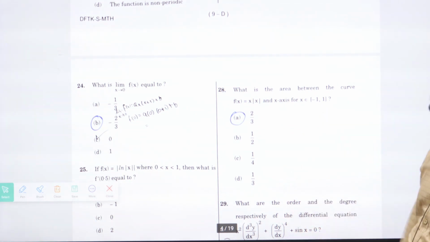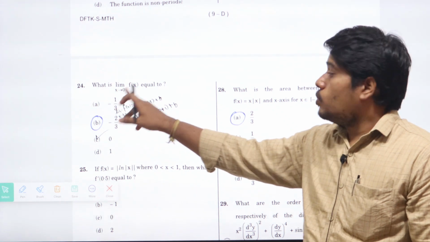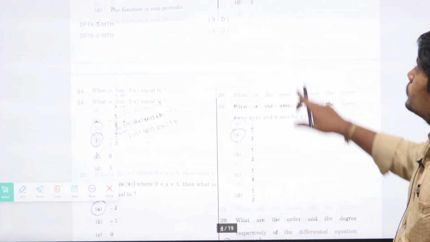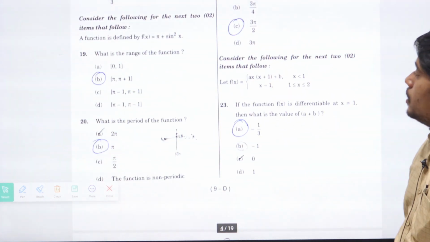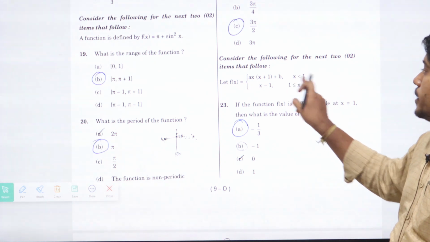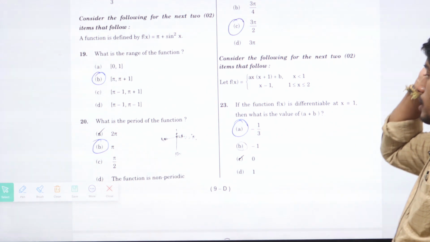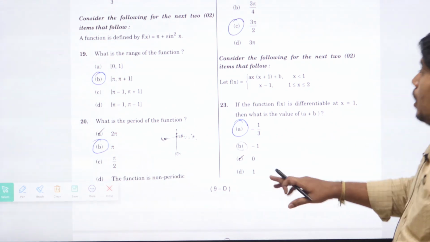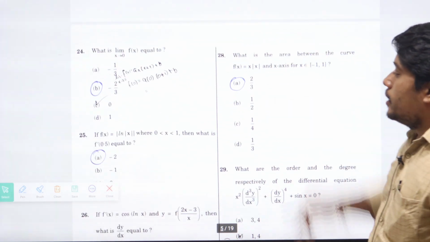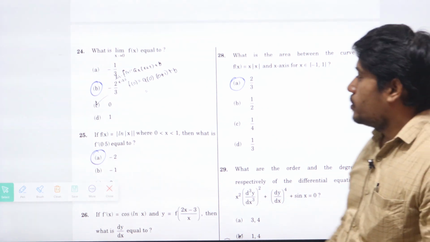Next, the limit as x tends to 0 of f of x. The given function: x tends to 0 means the corresponding piece is x less than 1. So you have to take ax into x plus 1 plus b. Using the limits, the final answer is minus 2 divided by 3.